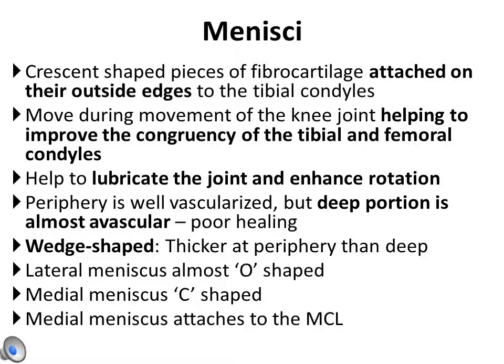The periphery is well vascularized, therefore it is able to heal if there is a small tear on the outer edge of the meniscus, but if the tear goes further into the meniscus where the vascularization is poor, there is poor healing. The lateral meniscus is almost O-shaped, whereas the medial meniscus is C-shaped. The medial meniscus, as mentioned before, is attached to the medial collateral ligament.